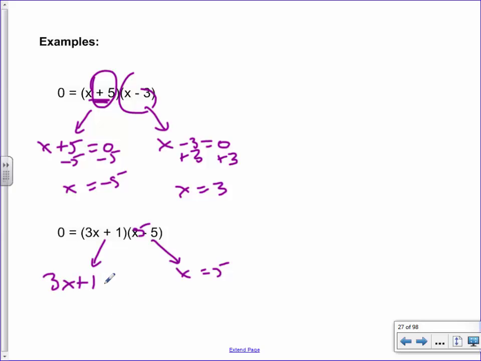Well, the 3x plus 1 must have equaled 0. The whole shebang right here is a 0. So, subtract 1 from both sides. Divide by 3. Apparently the other answer is negative 1 over 3. So, big twist. More than one right answer.